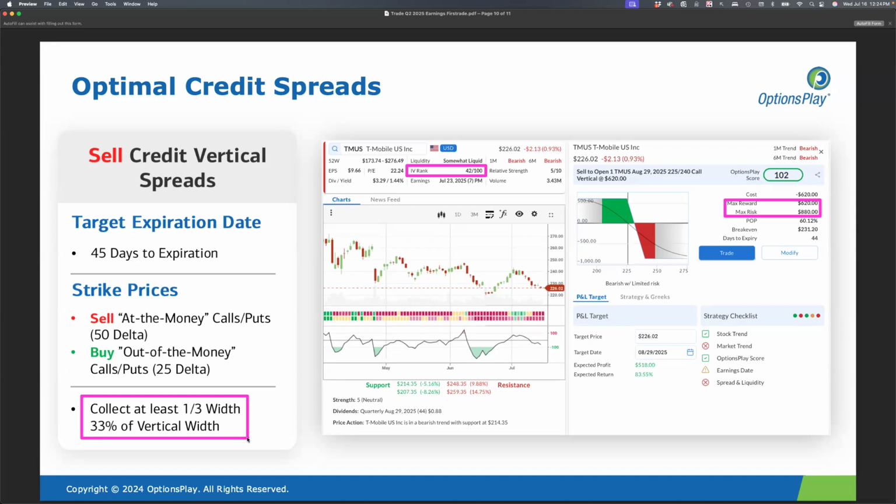And what this gives you is a risk reward ratio. It's about 1.5-to-1, right? So if T-Mobile stays below 225, you keep the $620 per contract. But if, let's say, T-Mobile is above 240, which is a fair clip higher than where it's trading right now, but if it ends up at 240, then your maximum risk is $880. So with the credit spread, you do have a negative risk to reward ratio, but what it does is it gives you a much higher probability of success.